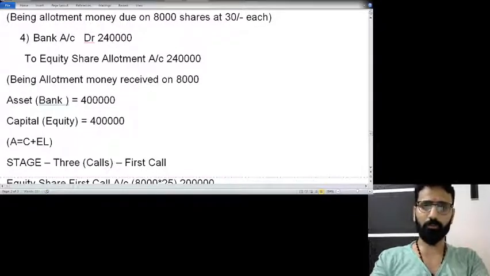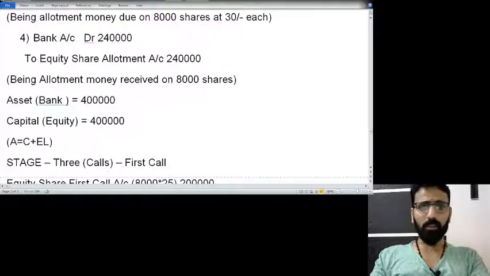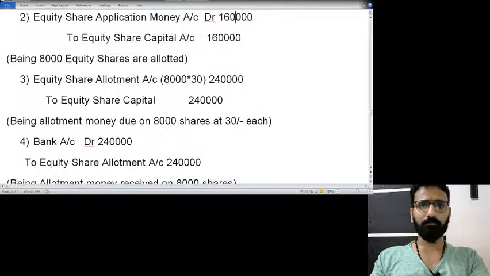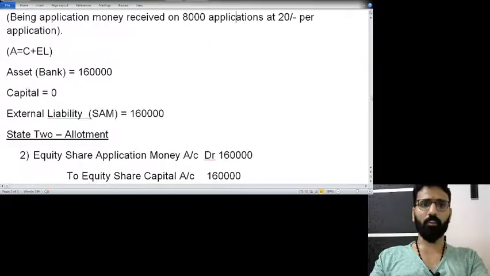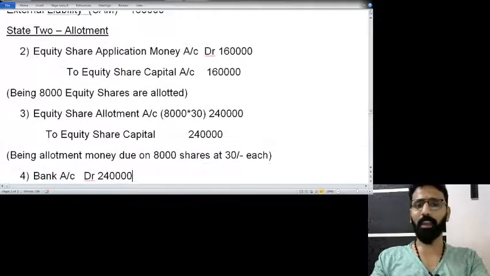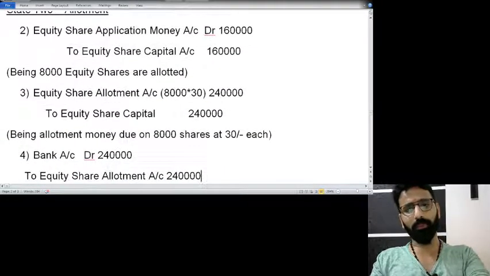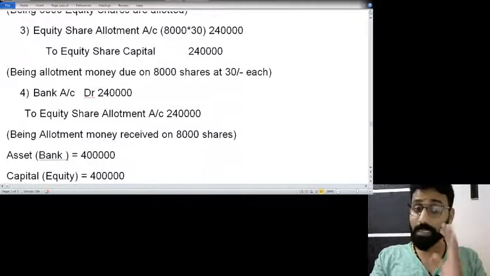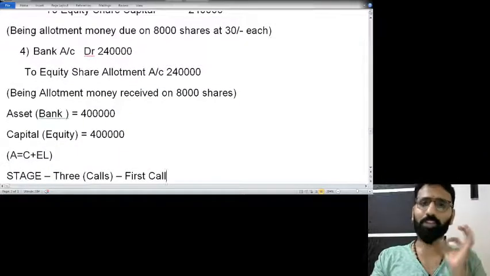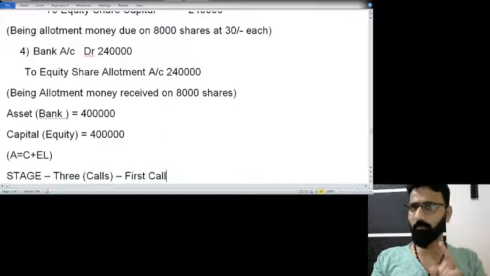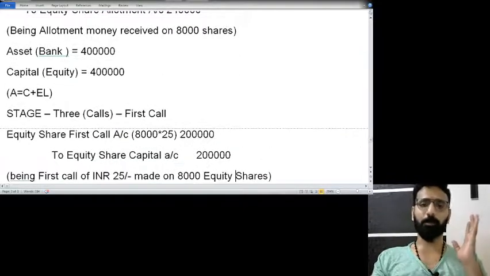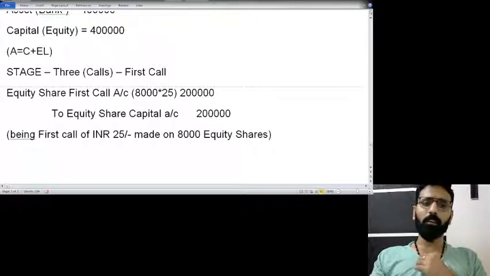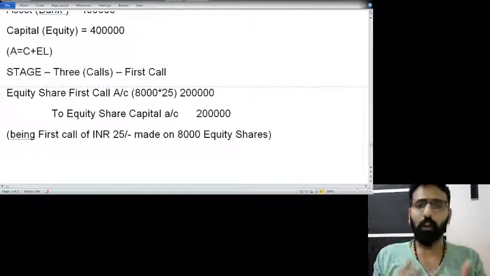on 8,000 shares. See, at the top we called it an application, but now we are calling it a share. Why? After allotment it becomes a share. Till allotment it is only an application. An application can never make you a member. Remember guys, only after allotment you become a member. Right. So being first call of 25 rupees made on 8,000 shares.